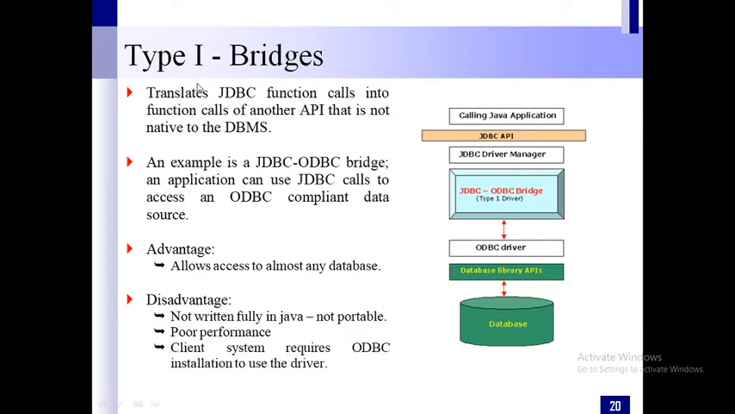Now, type 1 bridges translate JDBC function calls into function calls of another API that is not native to the DBMS. Okay, here we are converting the API. Whatever function calls we get from the application will be converted to another API which is not native to the DBMS. And then, for example, as I said, MS Access. Okay, to retrieve data from MS Access, you cannot use the JDBC driver.